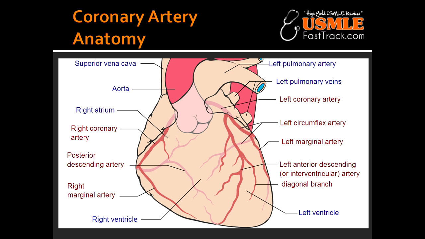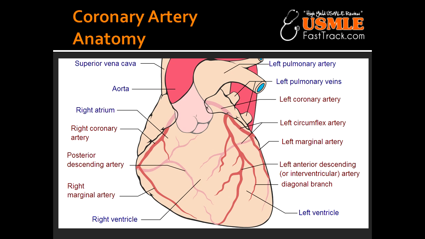What regions of the heart are supplied by the left circumflex coronary artery, also known as the LCX? The left circumflex coronary artery supplies the lateral and the posterior walls of the left ventricle. So basically, the posterior left ventricle is supplied by the left circumflex coronary artery.